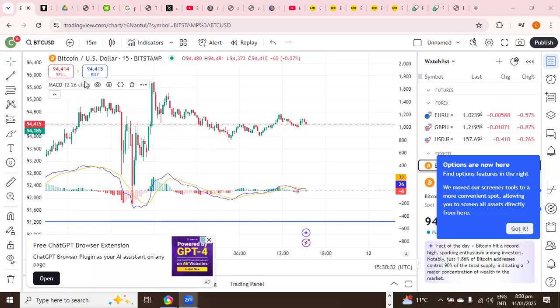Now, what is an indicator, first of all? In the very beginning of the sessions, I taught you that there are some indicators available on TradingView, which you can use and find out some useful information. So today we are going to be discussing one of those indicators, which goes by the name of MACD.